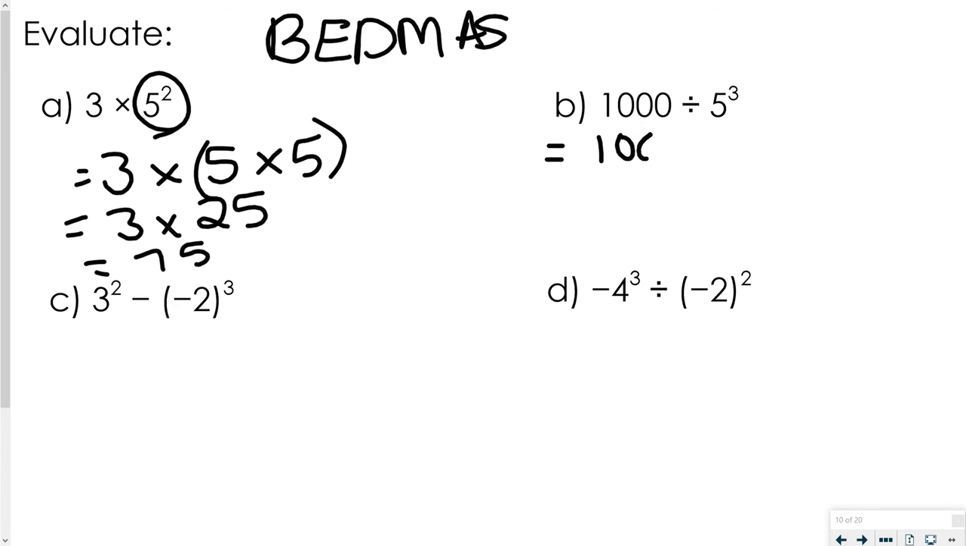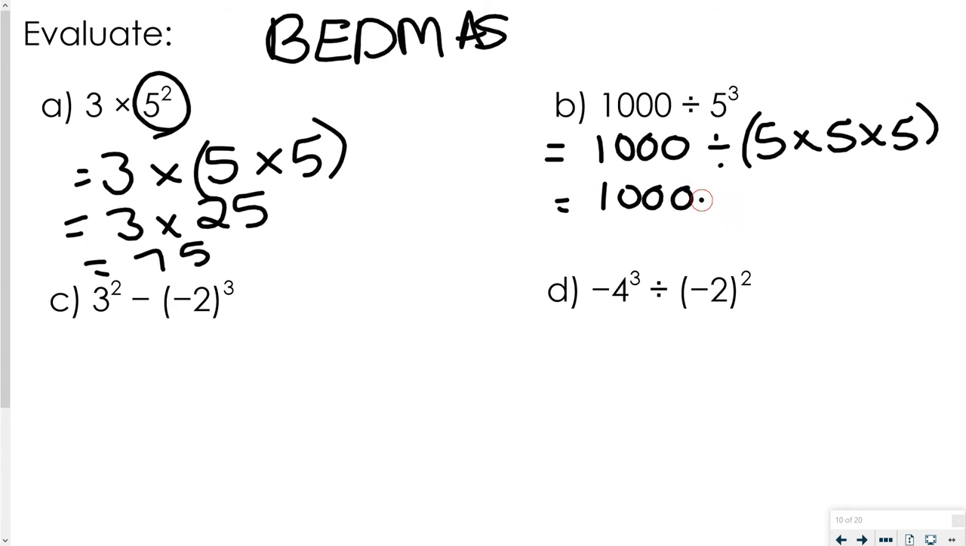So over here in B, same thing. Put brackets around it so you know you're going to do that first. That's 1,000 divided by 5 times 5 is 25 times 5 is 125. Sorry, I didn't need those extra brackets.